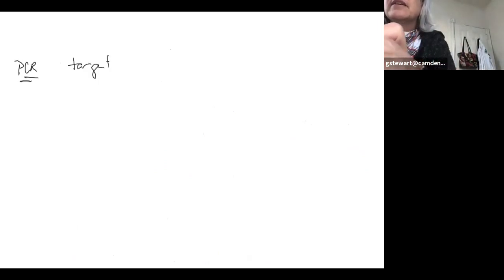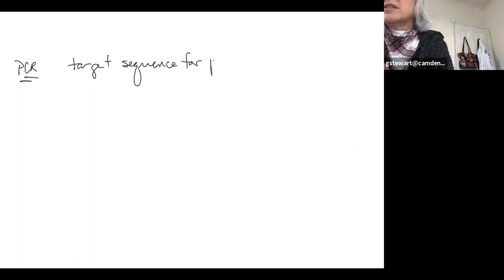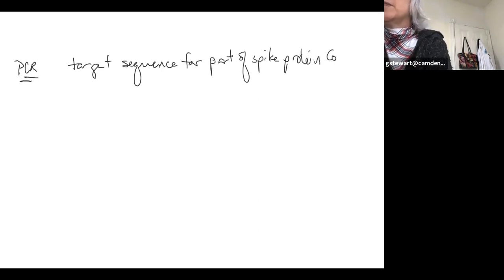Okay, so now I'll just briefly remind you how PCR works, and I'm going to use DNA as my example, and then we'll talk about, we've already mentioned, how you get the complementary DNA if you're studying for a virus. Okay, so I would have the target sequence. In this case, it would be the target sequence for part of the spike protein on the surface of COVID-19, of that SARS virus.